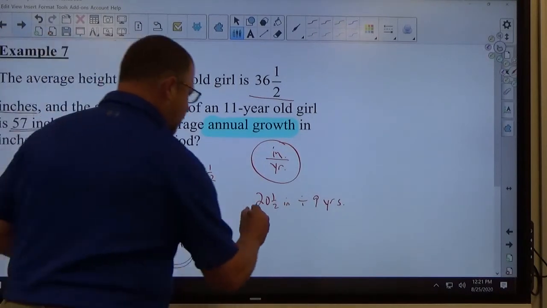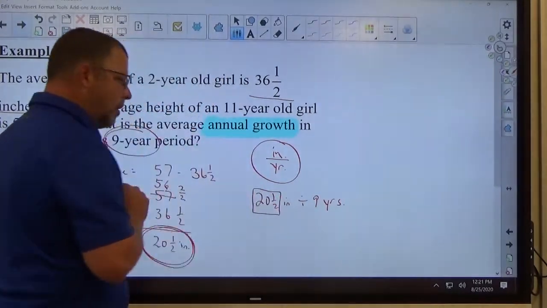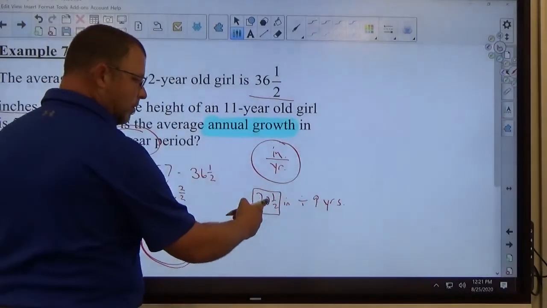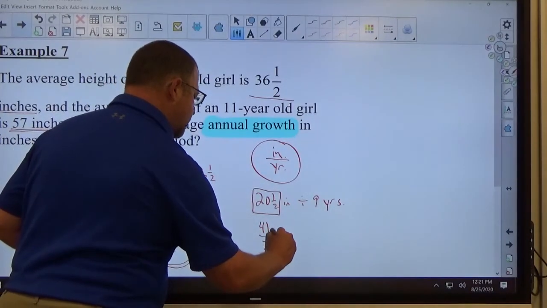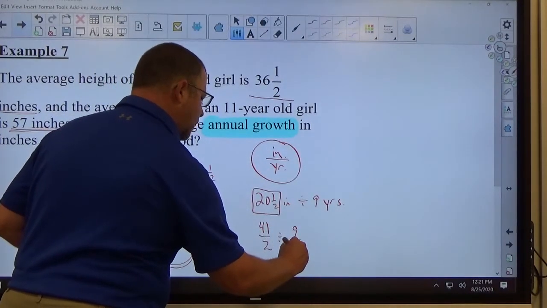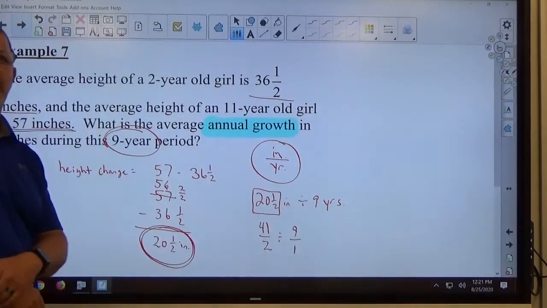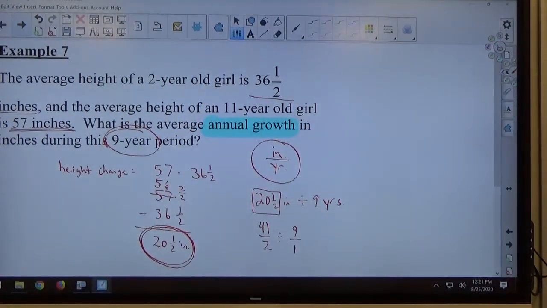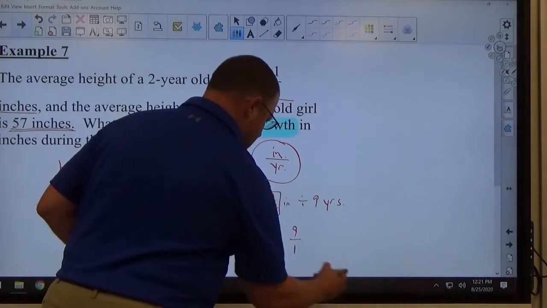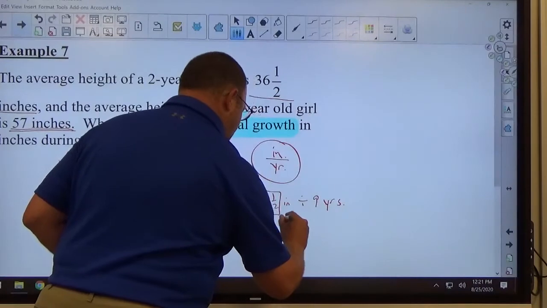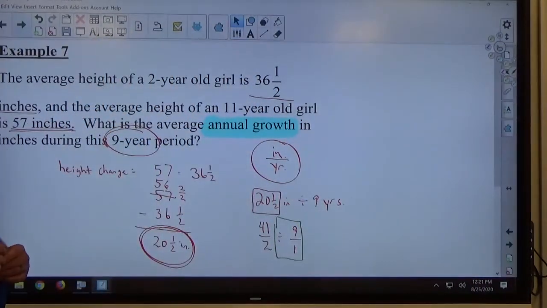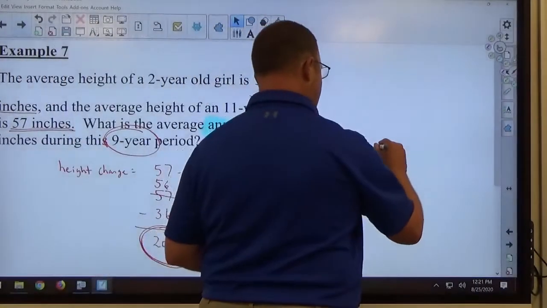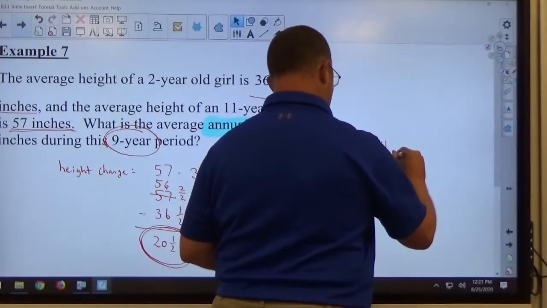So I'm going to change 20 1/2 into an improper fraction. 20 times 2 is 40. 40 plus 1 is 41. So we get 41 over 2 divided by 9, which is 9 over 1. Again, if anything's a fraction, everything's a fraction. So 41/2 divided by 9 over 1 is our division problem. I want to change it to multiplication, so I'm going to flip the 9 over 1. So I end up at 41 over 2, and I'm going to multiply by 1 over 9.